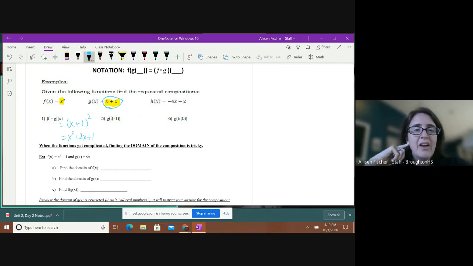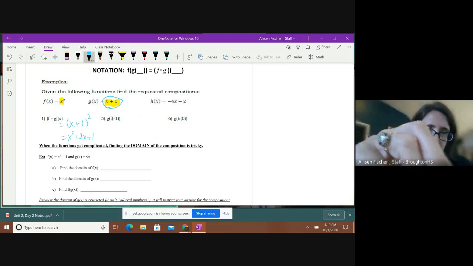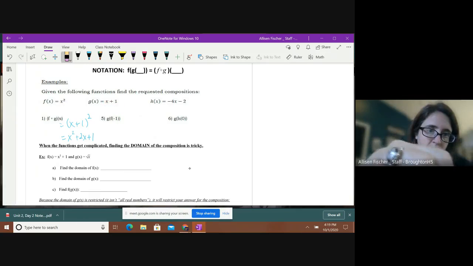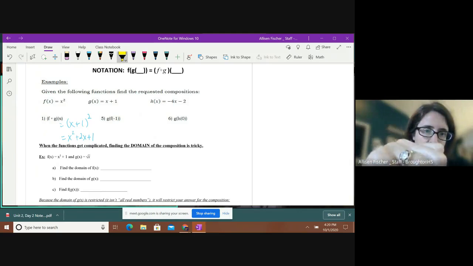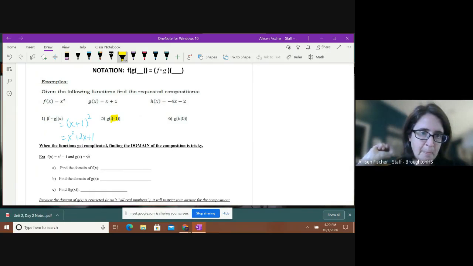All right. The other type of problem you can have is when they actually give you a real input for the x, an actual number. So when you do this problem, when it says g of f of -1, they're telling you to start in the parentheses. Always start in the parentheses. They're telling you to do f of -1 and find out what that would be equivalent to.